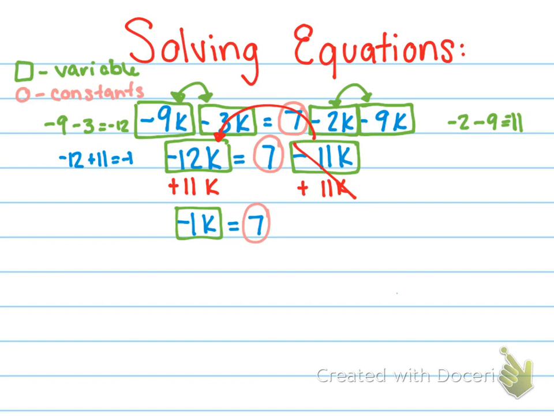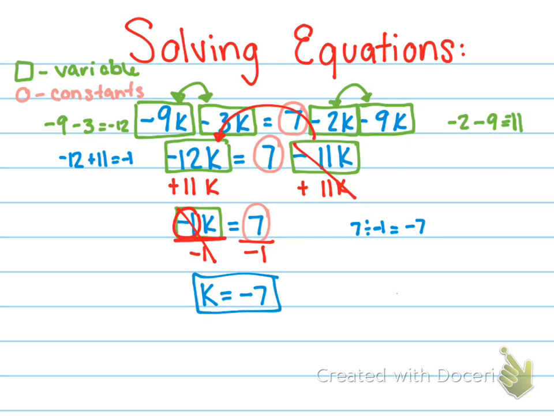Now we can do our final step, and my students know that it is my favorite step, which is to divide by everything that is in front of the variable. So we're going to divide both sides by negative 1. That initially cancels out, and we are left with k equals, and then 7 divided by negative 1 gives me negative 7. So k equals negative 7.